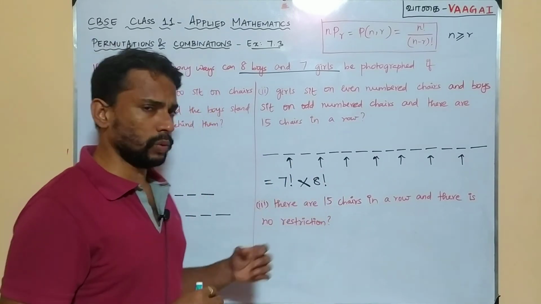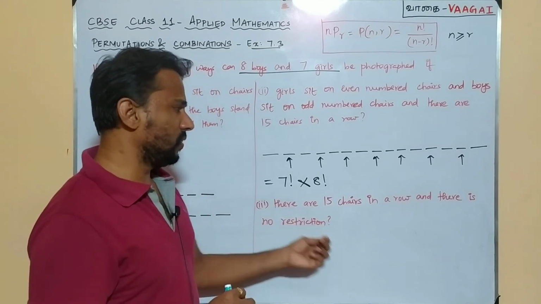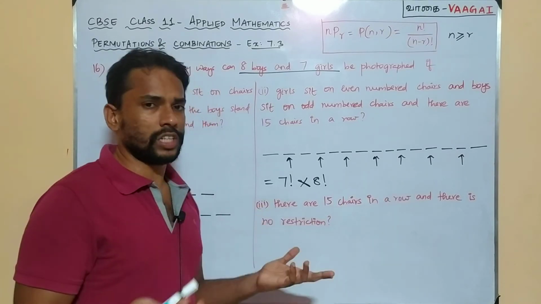Next, last one, third subdivision. There are 15 chairs in a row and there's no restriction at all.